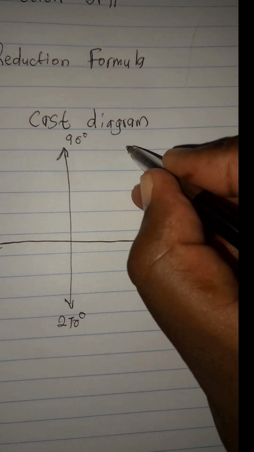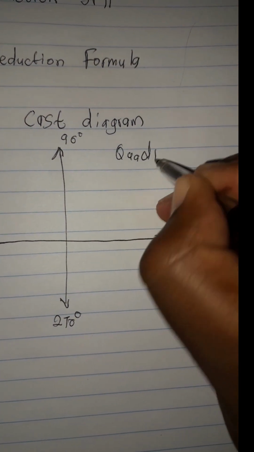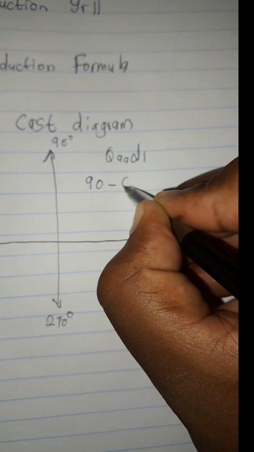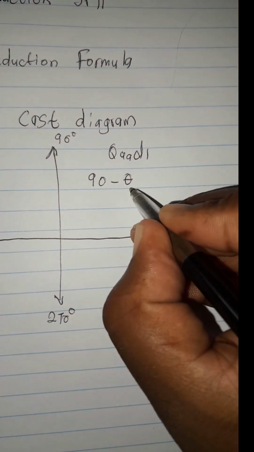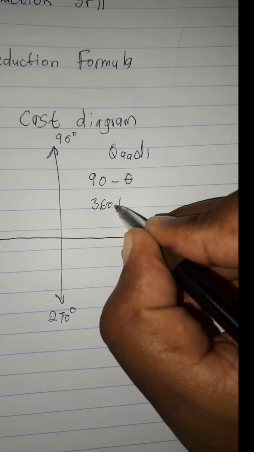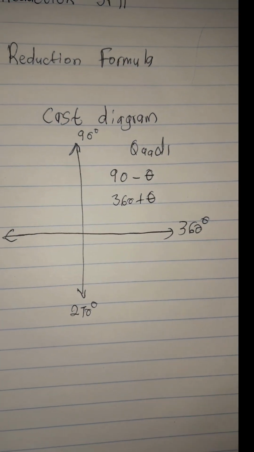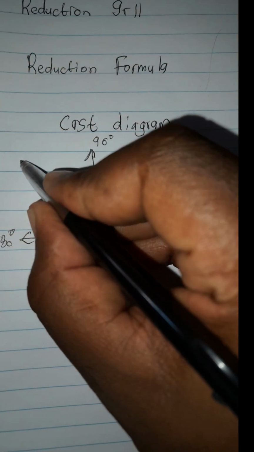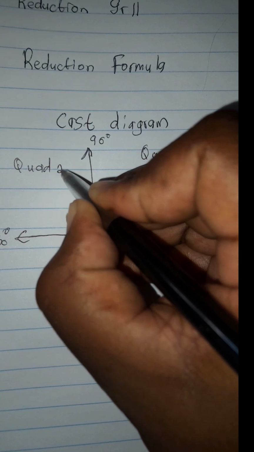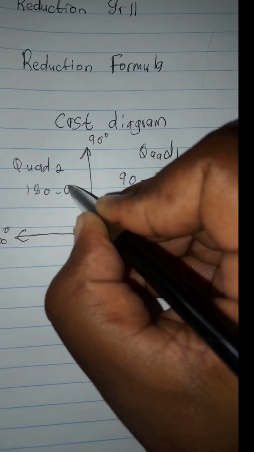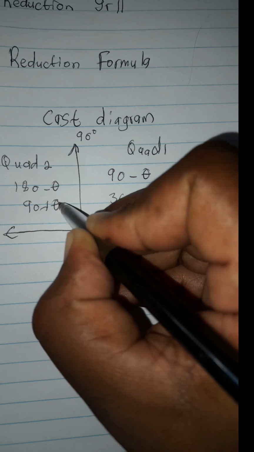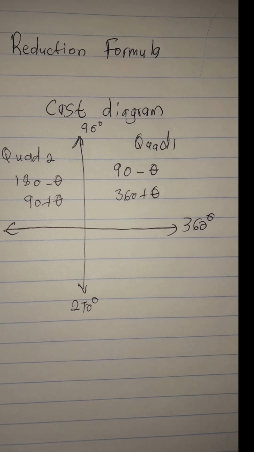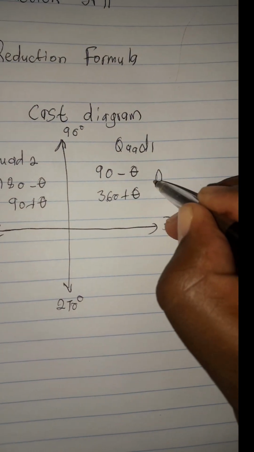Right, in quadrant one, all functions are positive. This is where we find the functional value of 90 minus theta, as well as 360 plus theta. You need to know your functional values and where they are placed in these different quadrants. Let's look at quadrant 2. This is where we find the functional values of 180 minus theta as well as 90 plus theta. Remember that all functions here are positive.